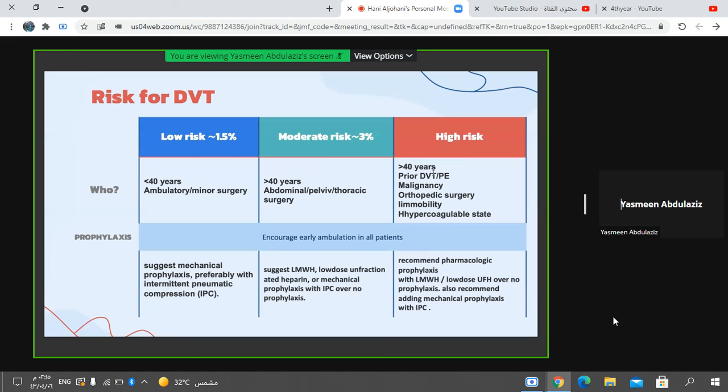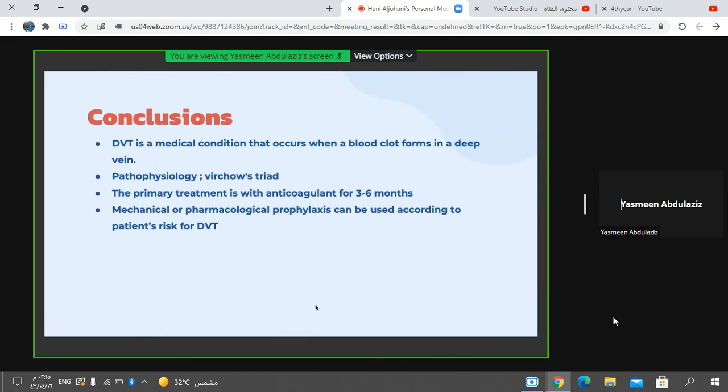For high risk individuals who are over 40 years, who have prior DVT or pulmonary embolism, for malignancy surgeries, orthopedic surgeries, especially hip and pelvic, and also for patients with hypercoagulable states, we recommend all the prophylaxis, the pharmacological and also the mechanical prophylaxis. So now, that's it for the treatment and for the prevention.